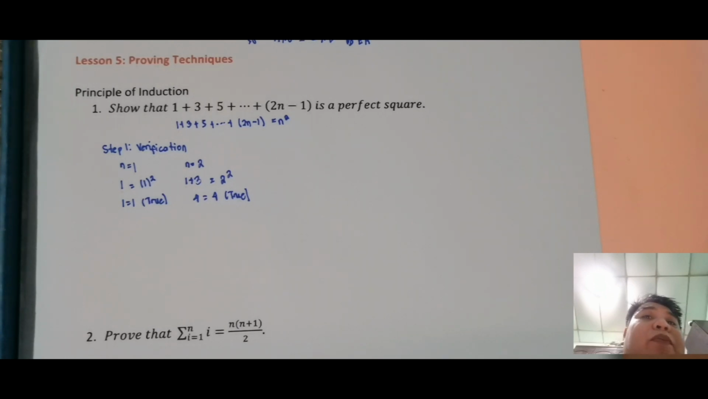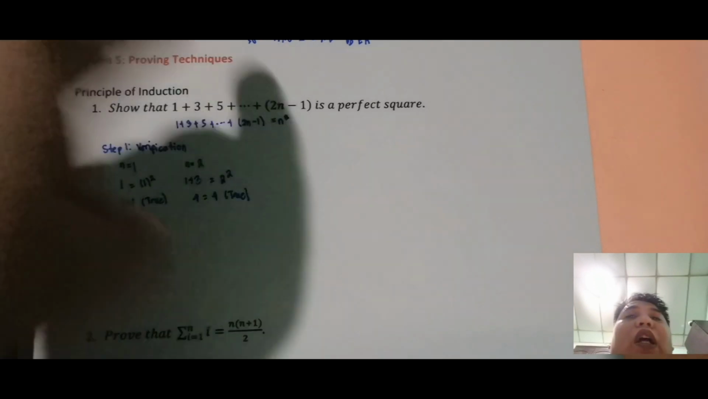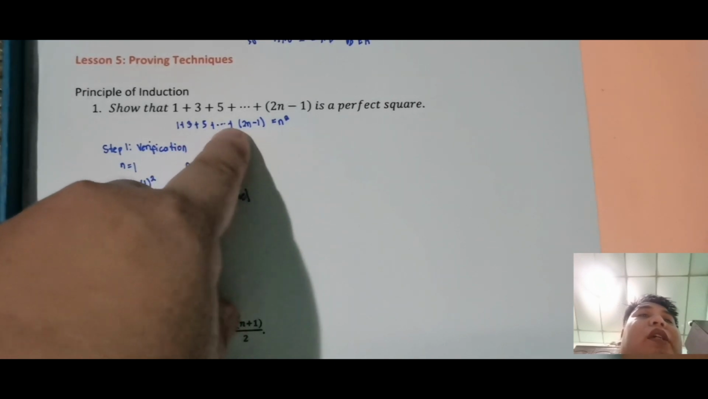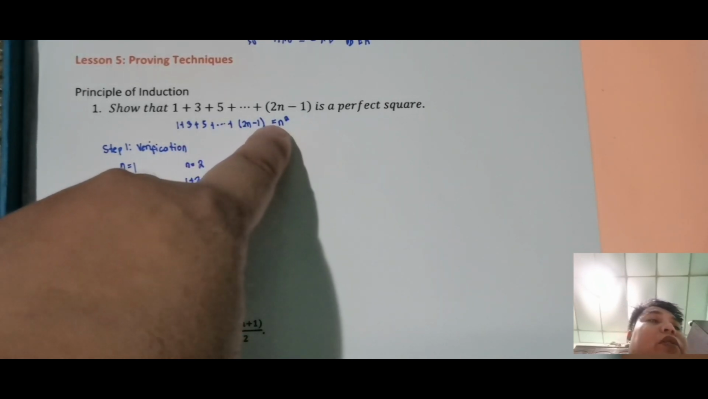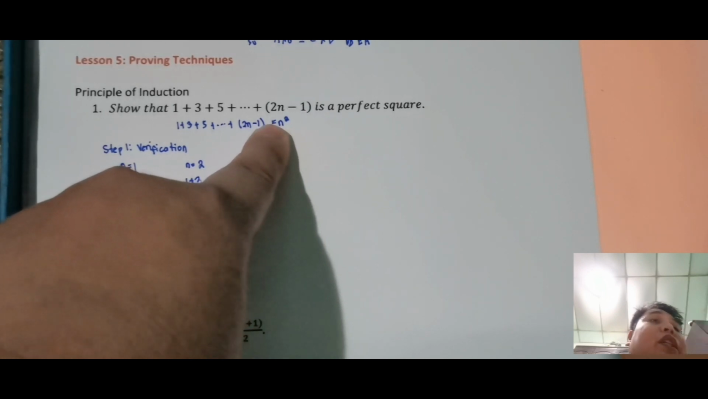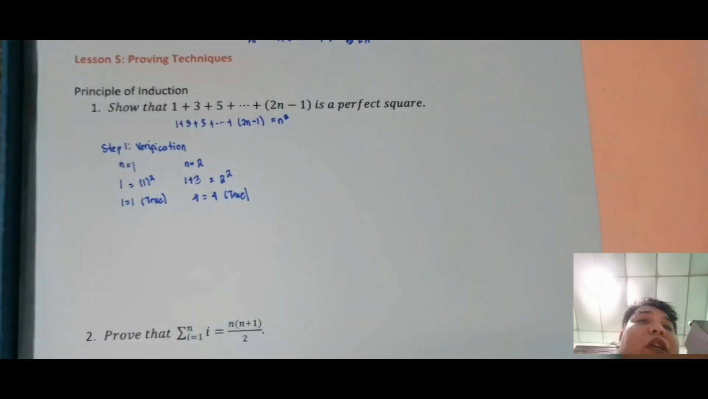Okay, so sabi, show that 1 plus 3 plus 5 plus ... plus 2n minus 1 is a perfect square. So anong ginawa ni sir? Para mapakita ko na perfect square yung part na yan, in-equate ko siya sa n squared. That's 1 plus 3 plus 5 plus ... plus 2n minus 1 is equal to n squared. Ngayon, ano ibig sabihin ng left side saka sa right side? Ibig sabihin ng left side, yan yung number of terms.